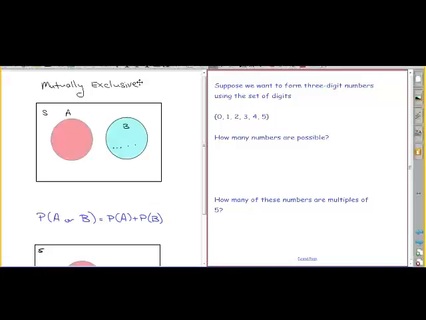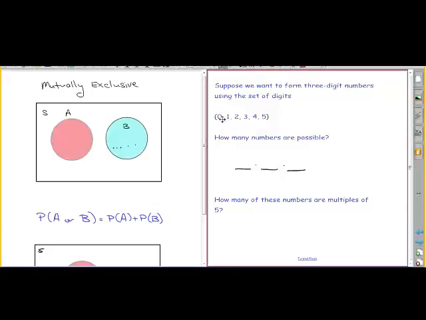To answer that question, we use the fundamental counting principle, which says that if you have a multi-step process, then you count how many choices you have at each step. And as long as the choices in the previous step don't influence the next step, you can use the fundamental counting principle. So the question is, if we have a 3-digit number, how many of these numbers can we choose from?